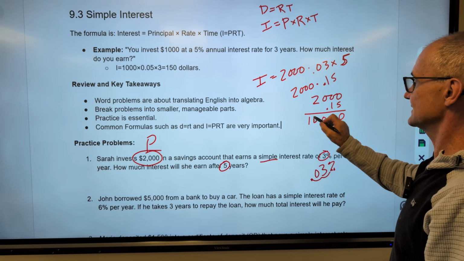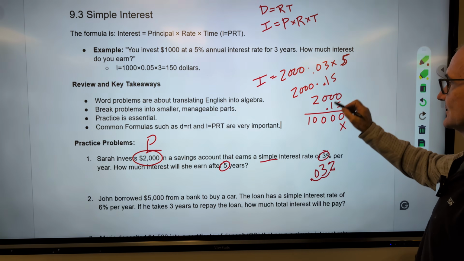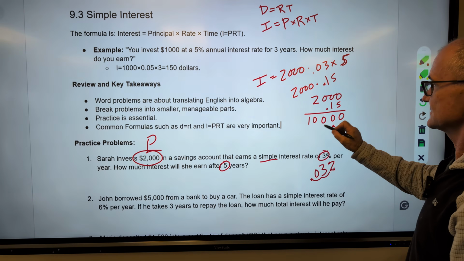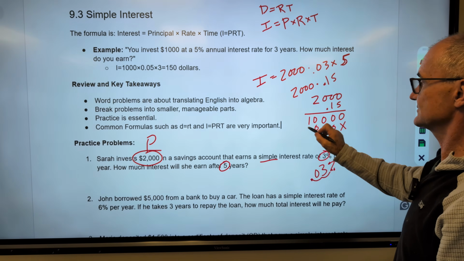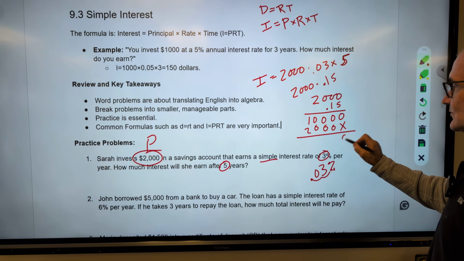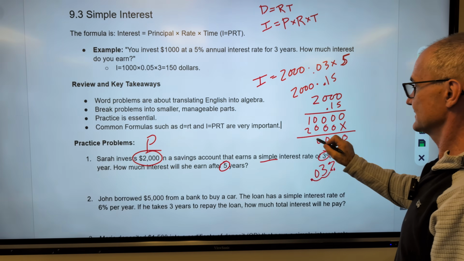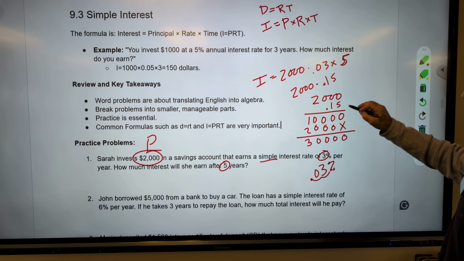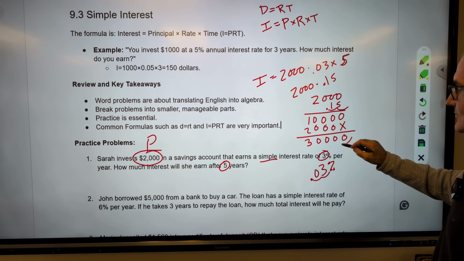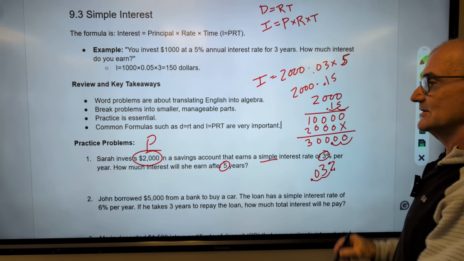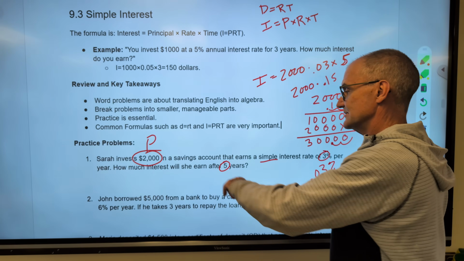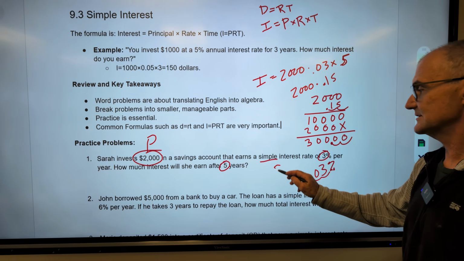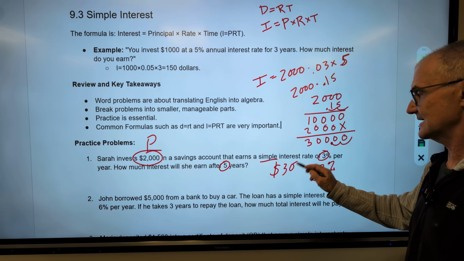That's going to give me 0, 0, 0. 5 times 2 is 10. Placeholder 0, 0, 0, 2. Adding down, I get 3. My decimal goes over 1, 2. So how much interest will she earn after 5 years? $300 of interest is the answer.